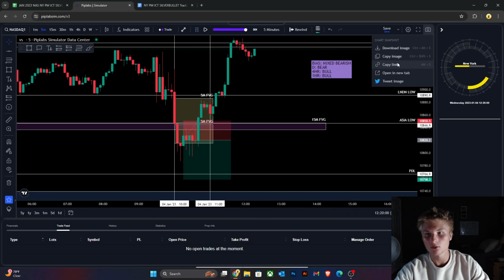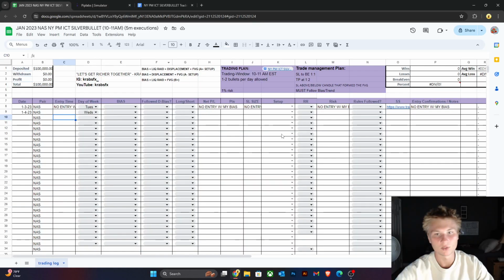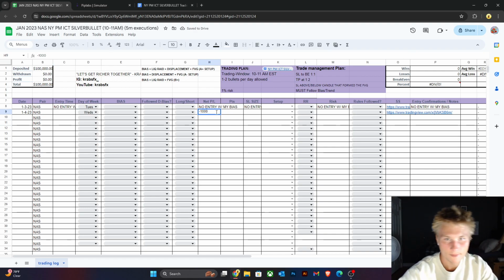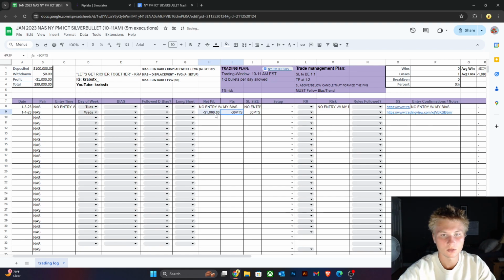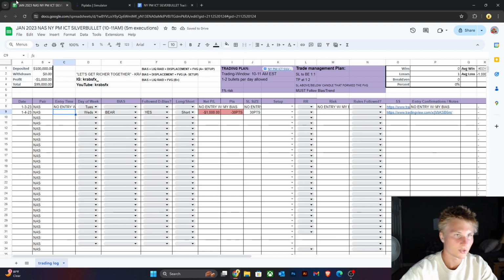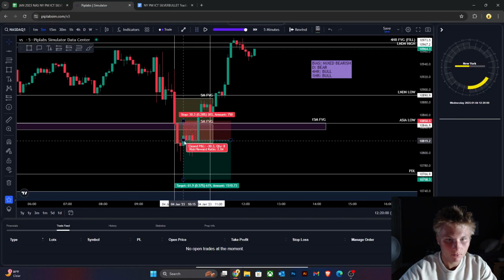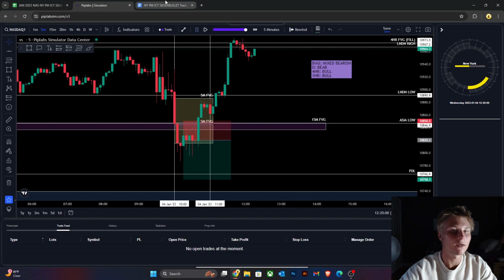But yeah, we're gonna throw this into our journal. Minus 1%, minus 30 points. Stop loss was about 30 points. Went short here, followed by a bearish entry. Time, let's see, 10:15 a.m.